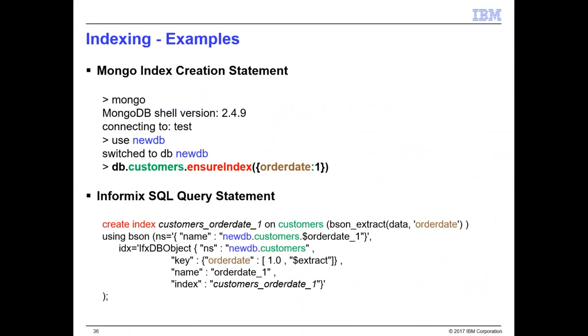Sometimes examples are useful. On the command line, if you want to enter the Mongo environment, you type mongo. And you get use new DB, switch to database new DB, and then off you go and you execute your statements. So as you can see above, you see the customers ensureIndex, order data one. And down below, the Informix SQL equivalent.